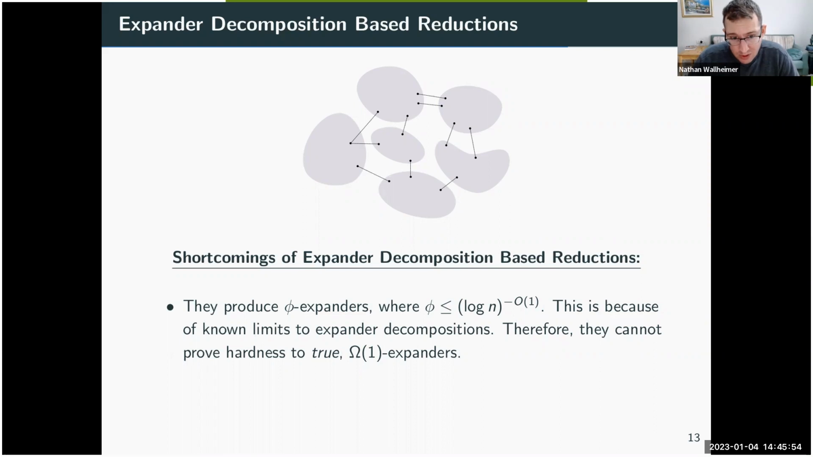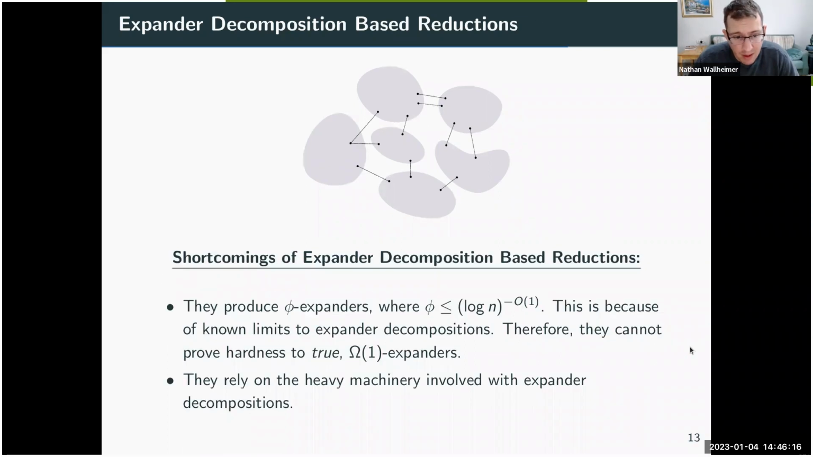Although they do produce phi expanders, the conductance phi is limited to some 1 over polylog n. This is because of known limits to expander decompositions. So we cannot expect, for example, to prove hardness for true expanders where the conductance is a constant. And also they rely on heavy machinery that is involved with the expander decomposition. Compared to the previous reductions that we saw, this is less desirable.